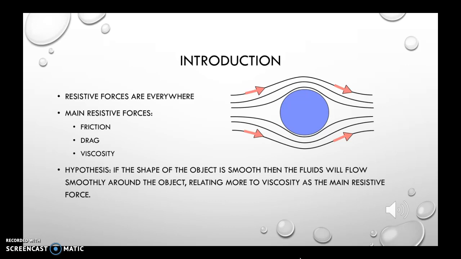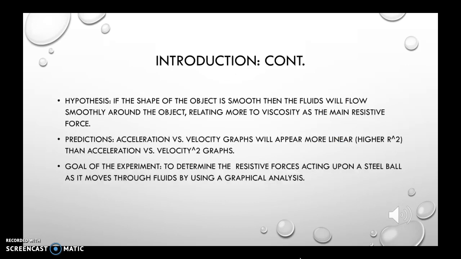Our hypothesis is, if the shape of the object is smooth, then the fluids will flow smoothly around the object, relating more to viscosity as the main resistive force. Our predictions: the acceleration versus viscosity graph will appear more linear, with a higher r squared, than the acceleration versus velocity squared graphs.